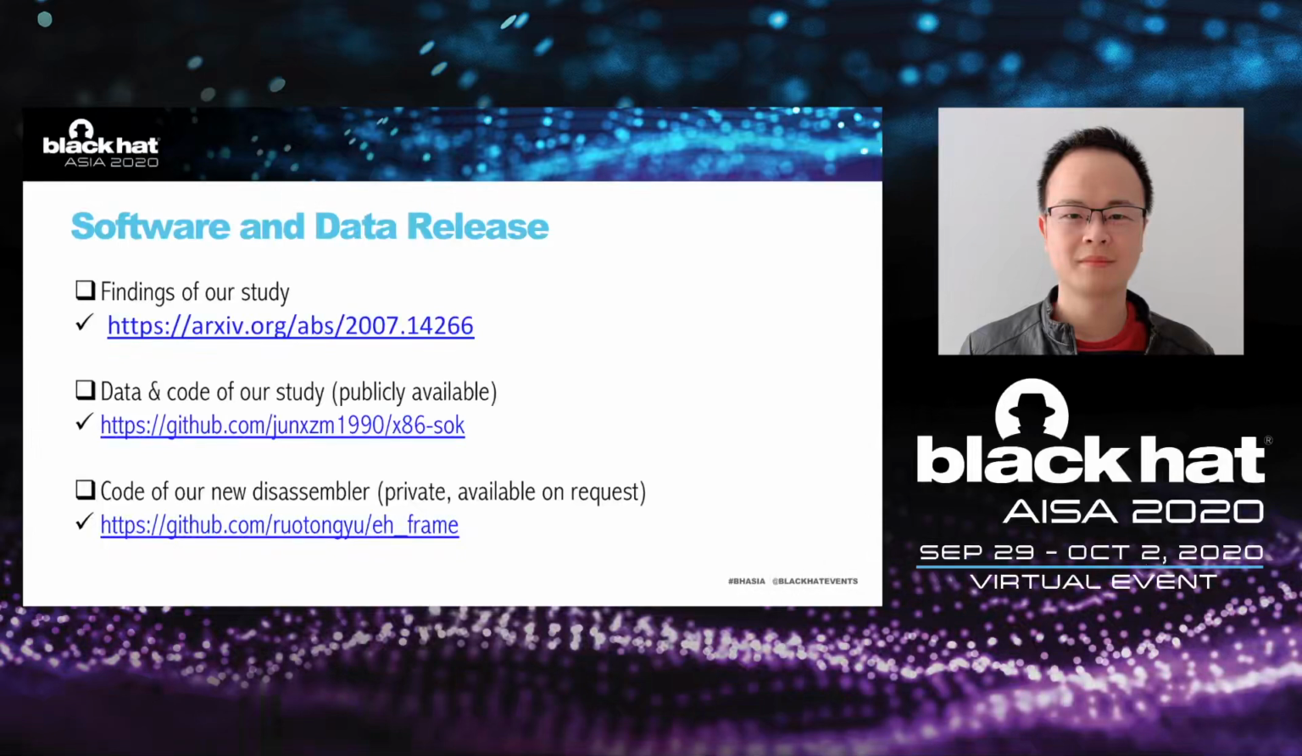Now, we are happy to announce the release of the code and data from our work. First, like I have pointed out, the findings of our source code understanding and the results of our empirical evaluation are released in an archive paper. Second, we have released the data and code of our empirical evaluation on GitHub, including the benchmark binaries and our compilers to produce the ground truth. All of them are free to access now. Finally, we're preparing to release our core-frame assisted disassembler. Currently, it is available on request.